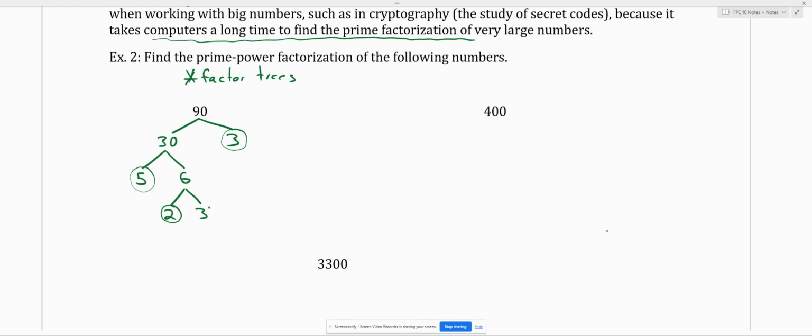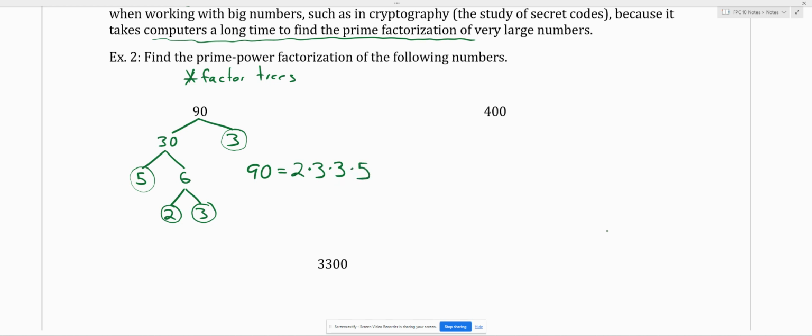So I'm taking each branch of this tree and breaking it down into factors until I get to primes. Once I have all primes at the end of my branches, I'm done. So the way to represent this is 90 is equal to, and I can break it into these primes being multiplied to create the product of 90. So I take my lowest prime, which is 2, and I multiply it by 3, and then I multiply by another 3, and then by 5.